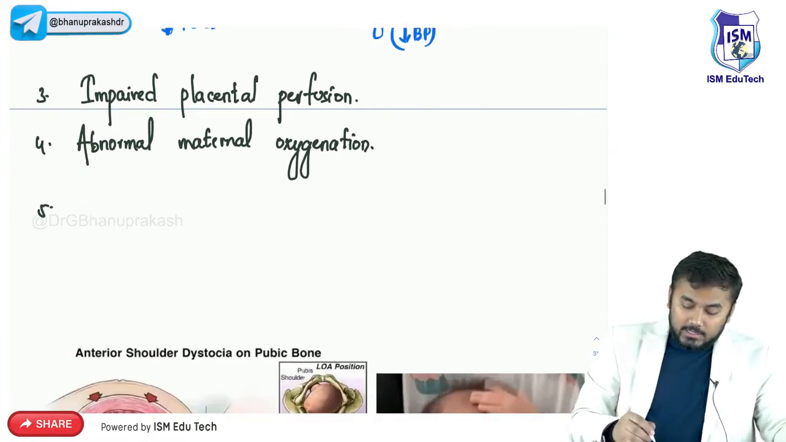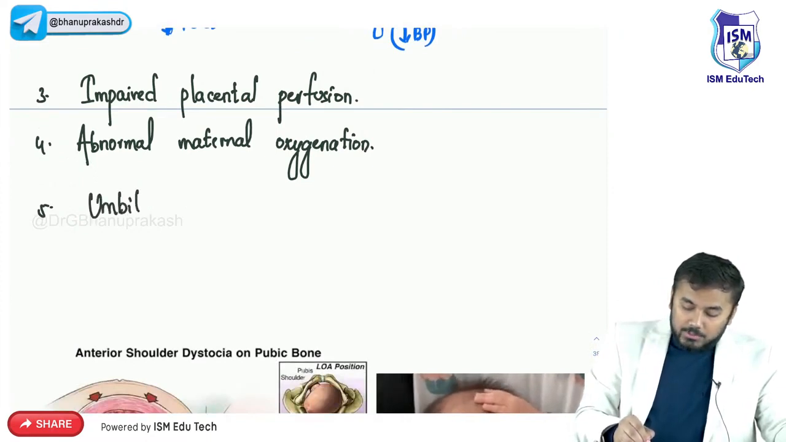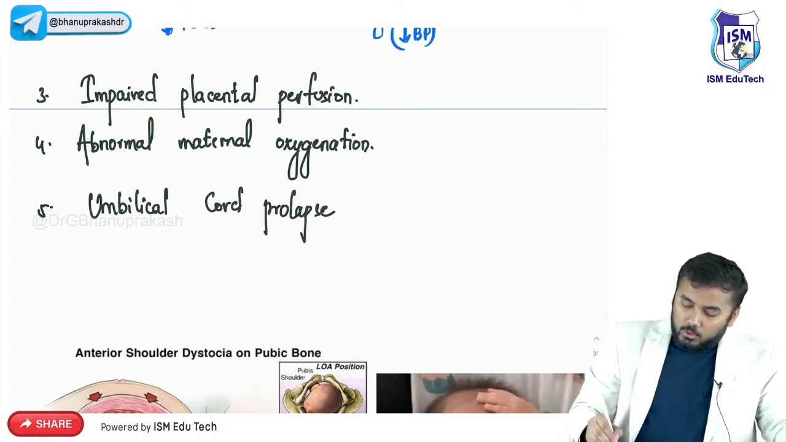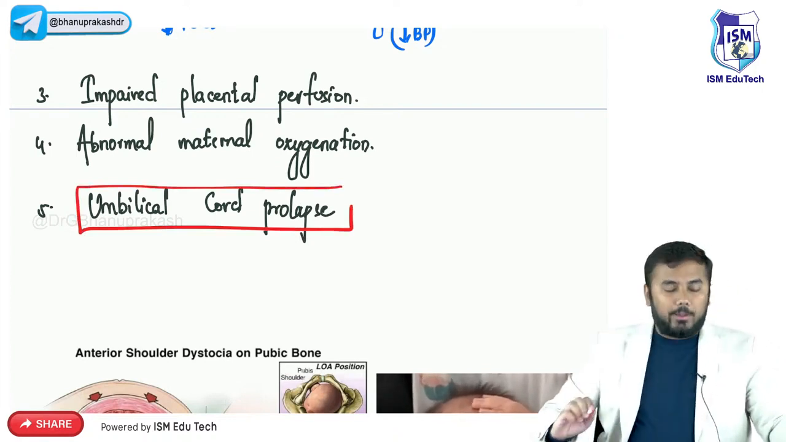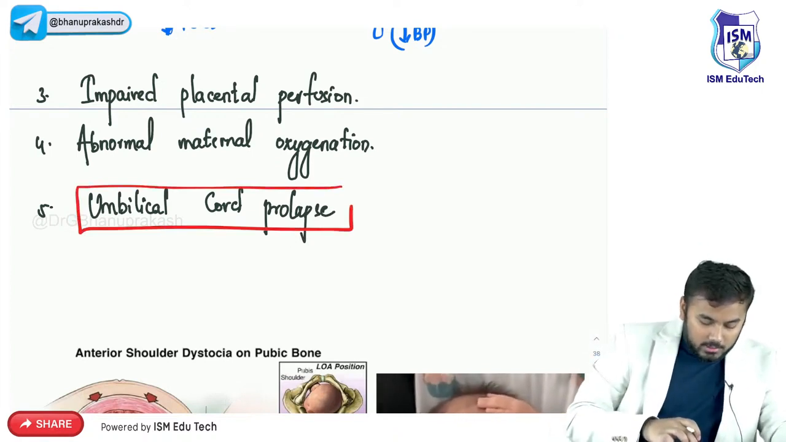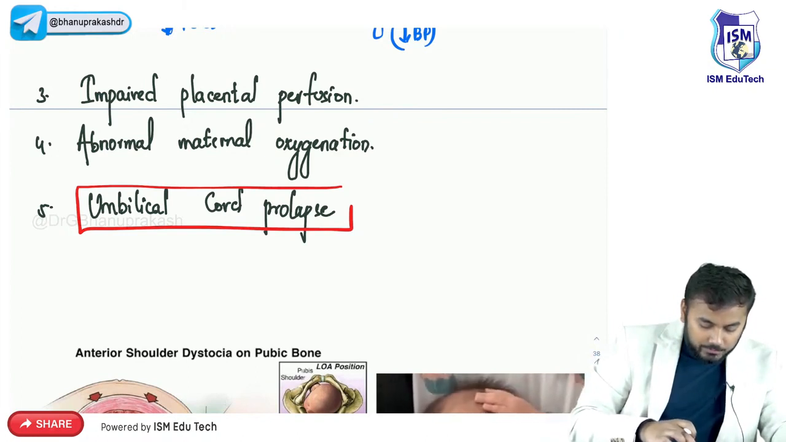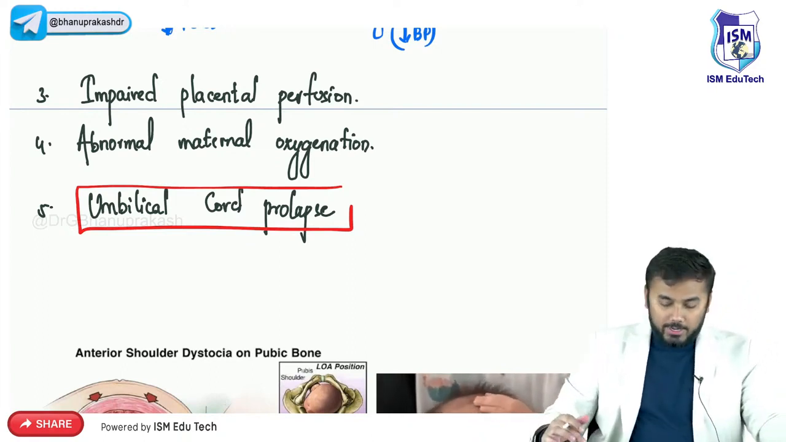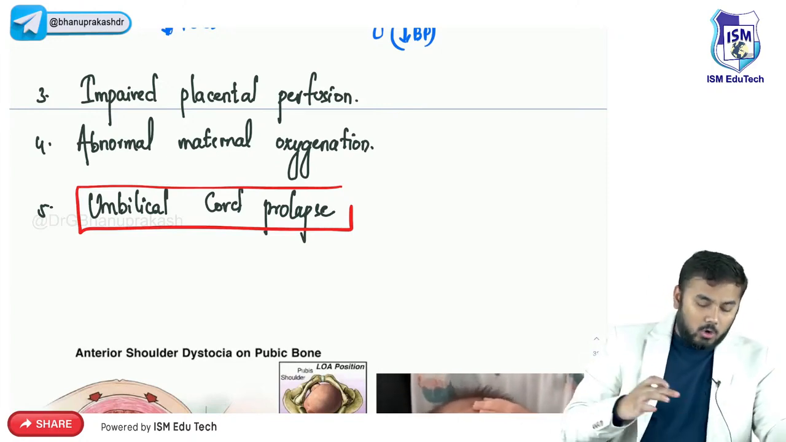The fifth important thing is umbilical cord prolapse. Umbilical cord prolapse, this is very important. So what is it? What is umbilical cord prolapse? Someone just now told me about umbilical cord prolapse. I think Chinie told me about umbilical cord prolapse. Yeah, Chinie told premature rupture of membrane. Very good. So all of you look here, umbilical cord prolapse.